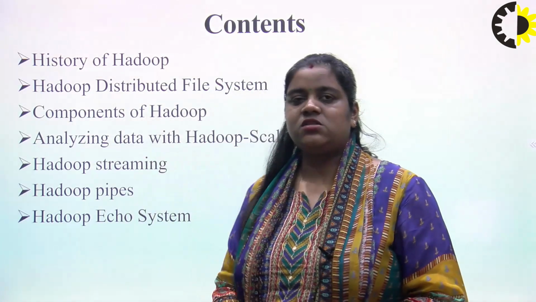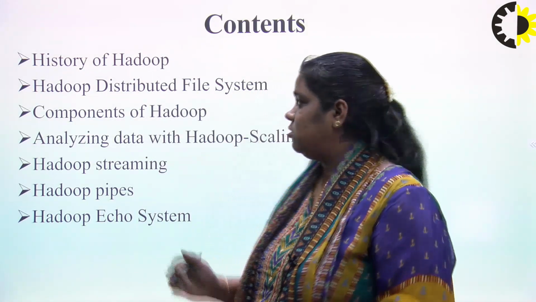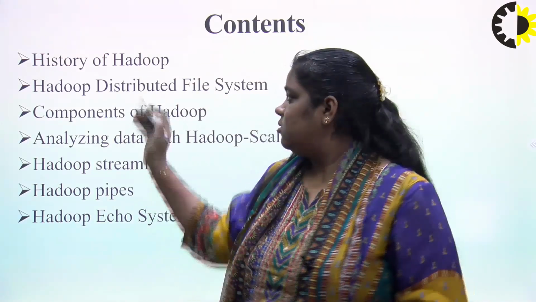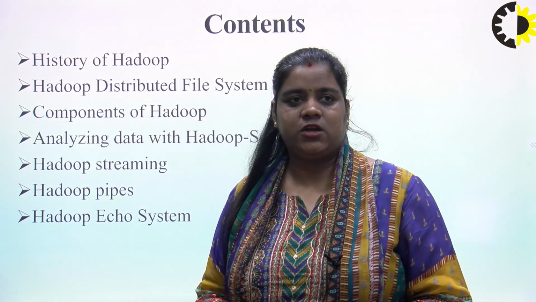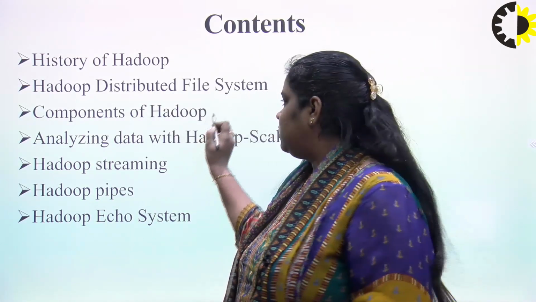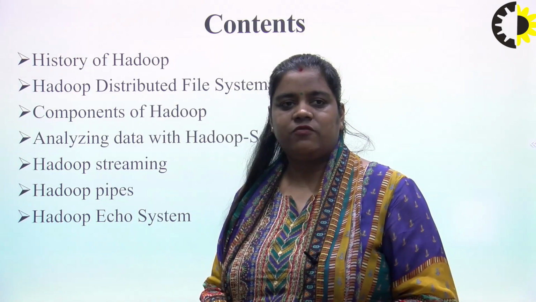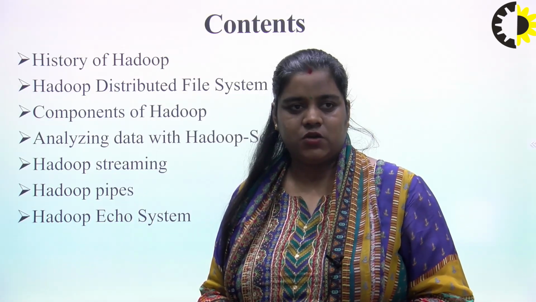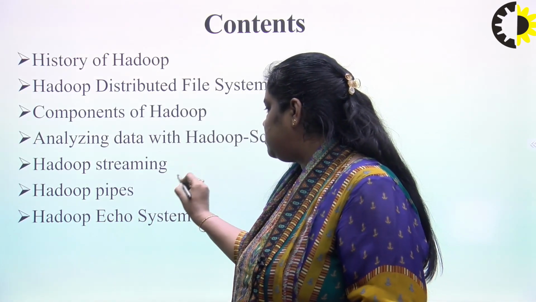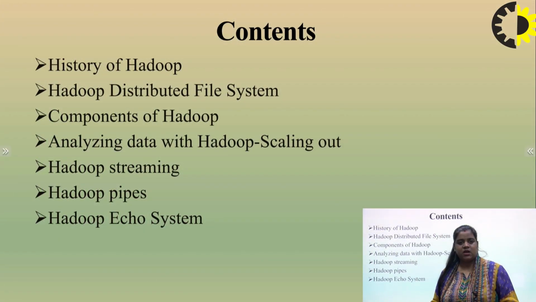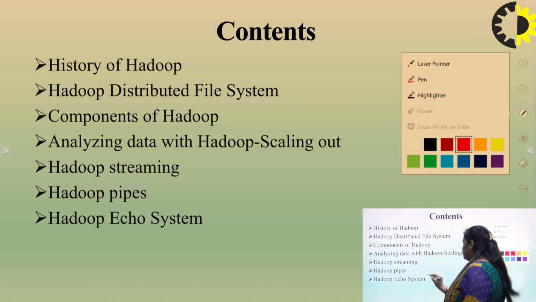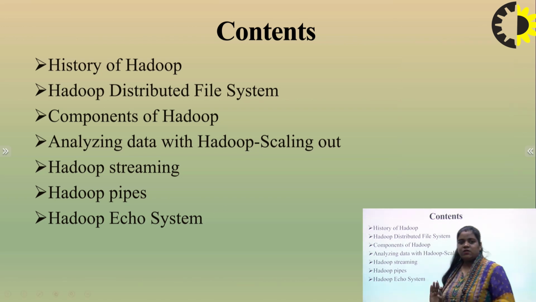First of all, this is the content related to this particular chapter. In the first segment, we will discuss the history of Hadoop, then basic information related to the Hadoop file system. Then we will cover the components of Hadoop. After that, we will discuss the scalability feature of Hadoop. Then we will discuss the most important part, Hadoop streaming and Hadoop pipes. And in the last, we will discuss the Hadoop ecosystem. So one by one, we will discuss all these topics.